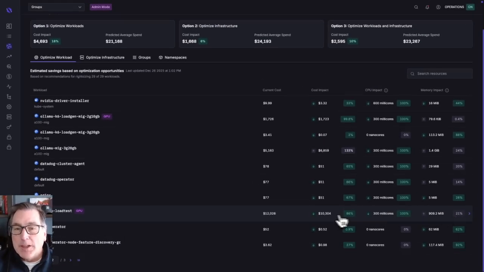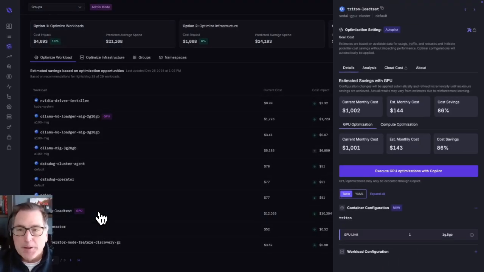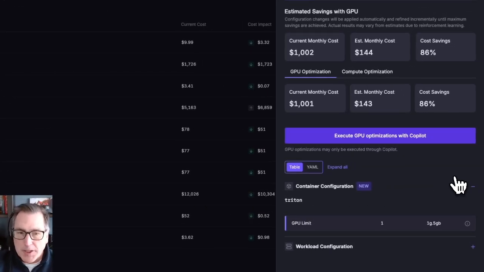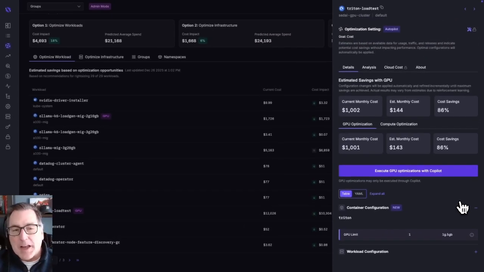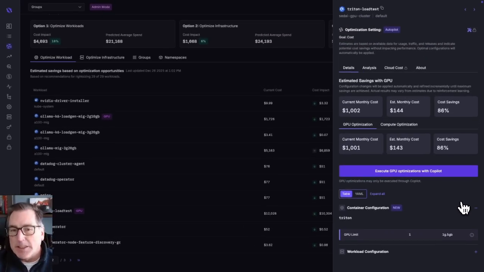Even when a GPU is being used, many workloads can only utilize, say, 35 or 40% of a full GPU. The rest is wasted because Kubernetes has no native way to share a GPU between workloads. Sedai solves this using MIG, or multi-instance GPU. MIG allows a single physical GPU to be partitioned into isolated instances, each with its own dedicated memory and compute.